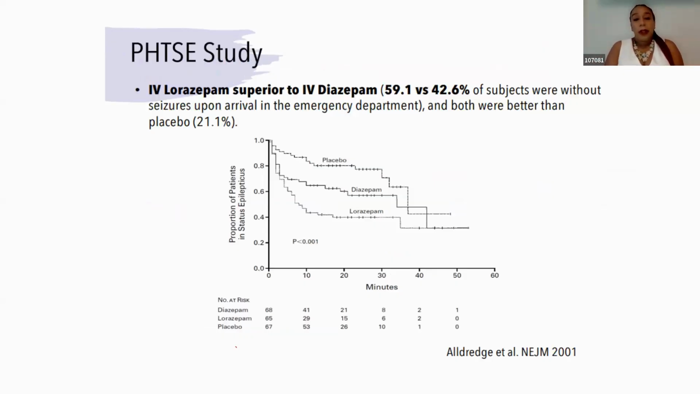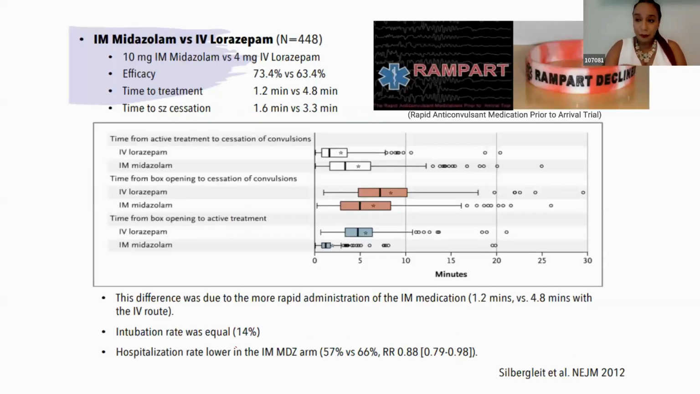It should work, but IV lorazepam, again, is superior to IV diazepam. There's a 59.1% superiority compared to 42.6%. So if the patients are able to be treated, IV lorazepam works best. In the hospital, it's readily available, quick bioavailability. However, if you're out and about outside of the hospital, what works best is IM midazolam.